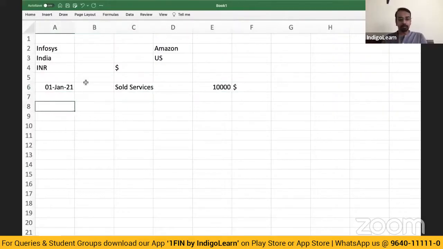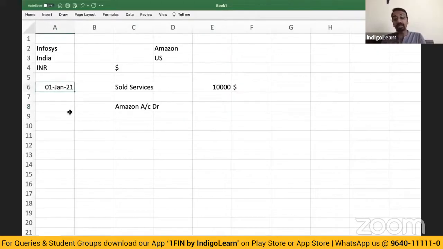Now, the amount is not yet received. Amazon has not yet paid the amount. There is a 6-month credit period provided. Now, what is the entry for sale? You would say Amazon account debit. By how much? $10,000. But you will not be recording this at $10,000. You will convert that into equivalent INR, at the rate prevailing at the time of the transaction.